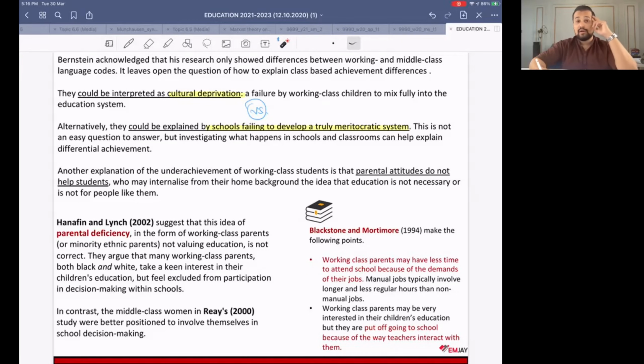And on the other hand, you know what? Instead of blaming the working class pupils, we could actually blame the education system. Don't you think it's the education system's responsibility to work in a manner that works well for everyone in general and not just specifically pupils from the middle class background? It is indeed their responsibility, right?